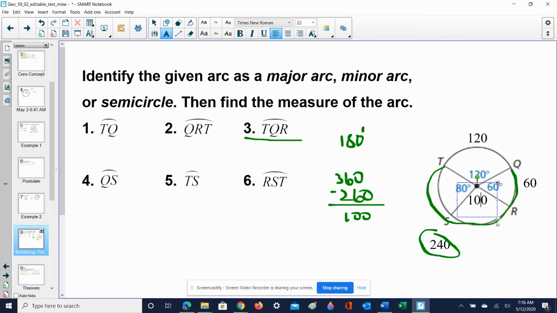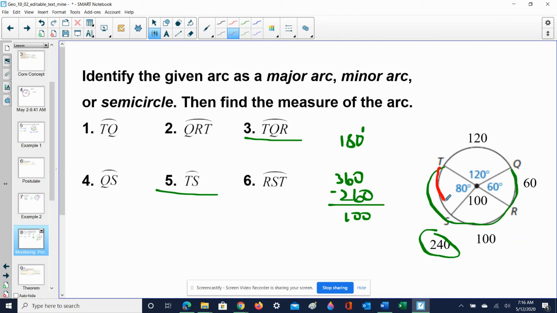If that's 100 degrees, that makes this arc 100 degrees. So arc QS would be 100 plus 60, which is 160 degrees. We have everything in there now, so we can just look at it. That's also a minor arc because it's less than 180, or TS. TS is here.